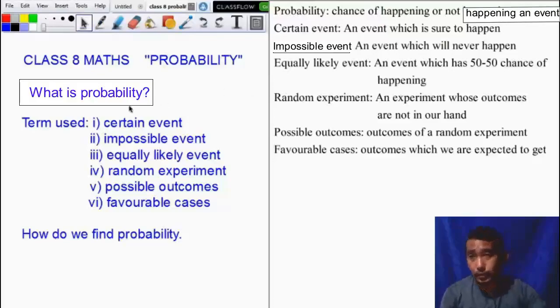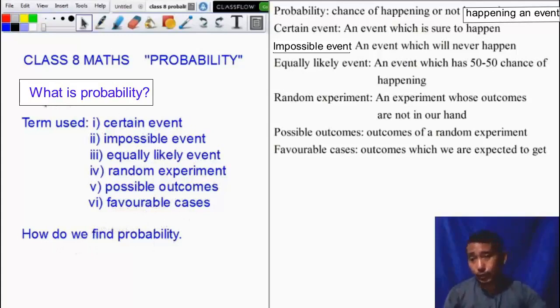So in this lesson we will learn what is probability of class 8 maths. So first we will learn what is probability and then some of the terms used in probability, that is certain event, impossible event, equally likely event, random experiment, possible outcomes, favorable cases, and last, how do we find probability.